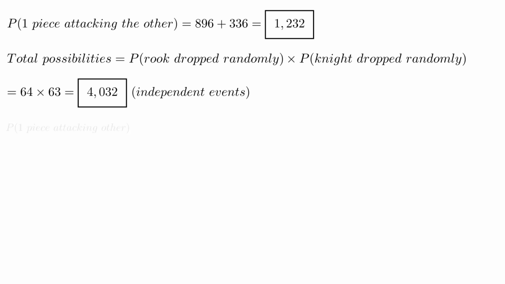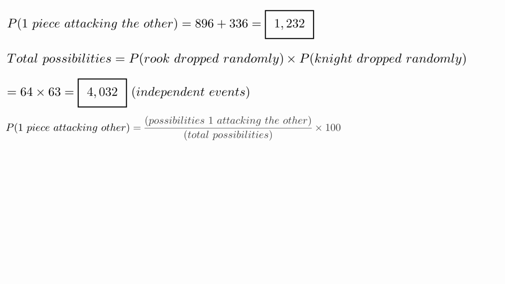So the total probability that if we drop these two pieces on random squares, that one of them attacks the other is 1232 over 4032 times 100, which is approximately 30.55%. And that's your answer. 30.55. That's quite an intuitive answer, if you ask me.